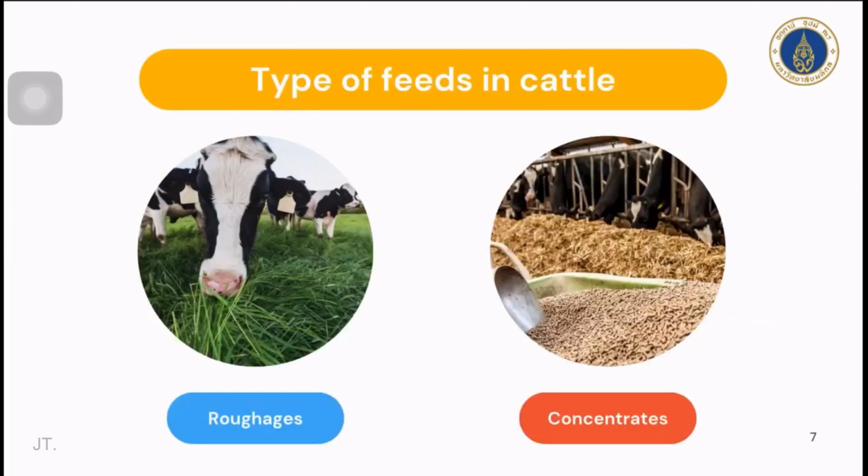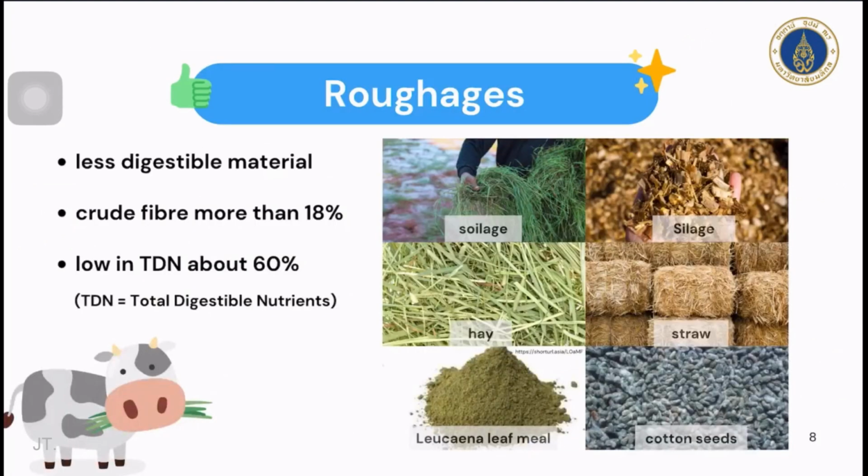Next slide is feed of cow. We can classify feed into 2 main types, roughage and concentrate. Roughage is feed which is high in fiber, more than 18%, less digestible material, and therefore low in total digestible nutrients. Such feeds as silage, which can be classified into quality types: very high, medium, and low quality. Silage such as corn, legume, and grass. Hay can be classified into quality types: very high, medium, and low quality.